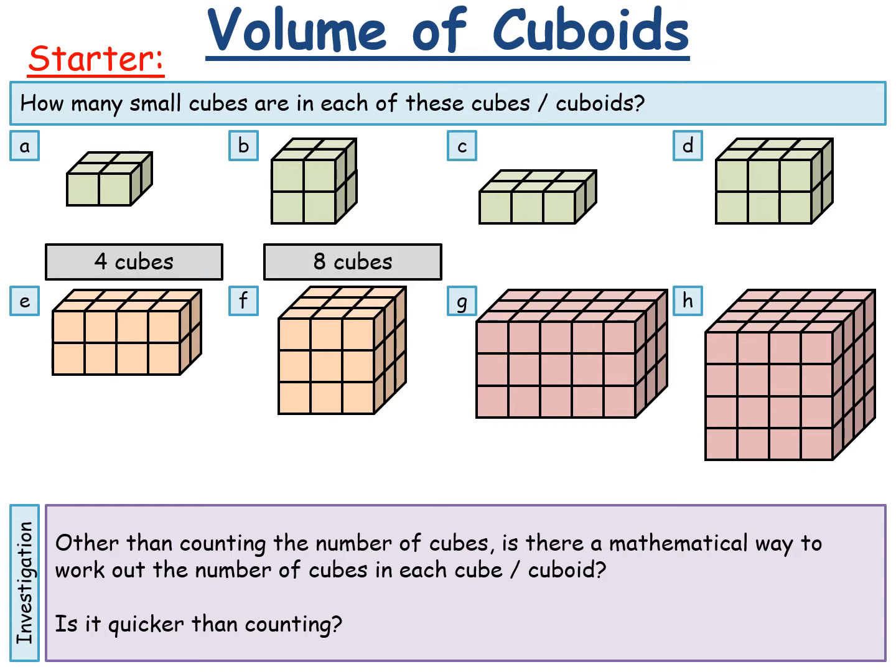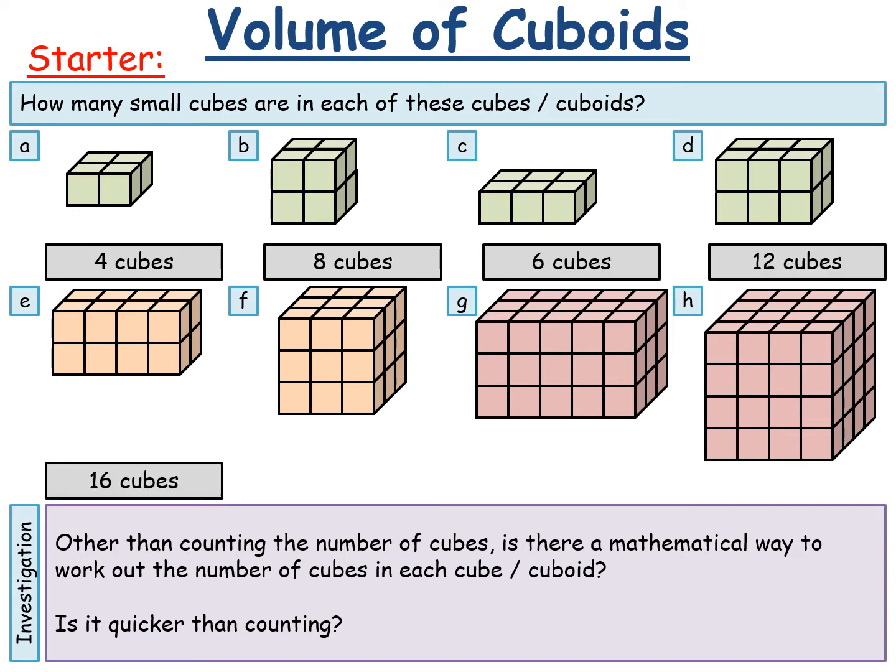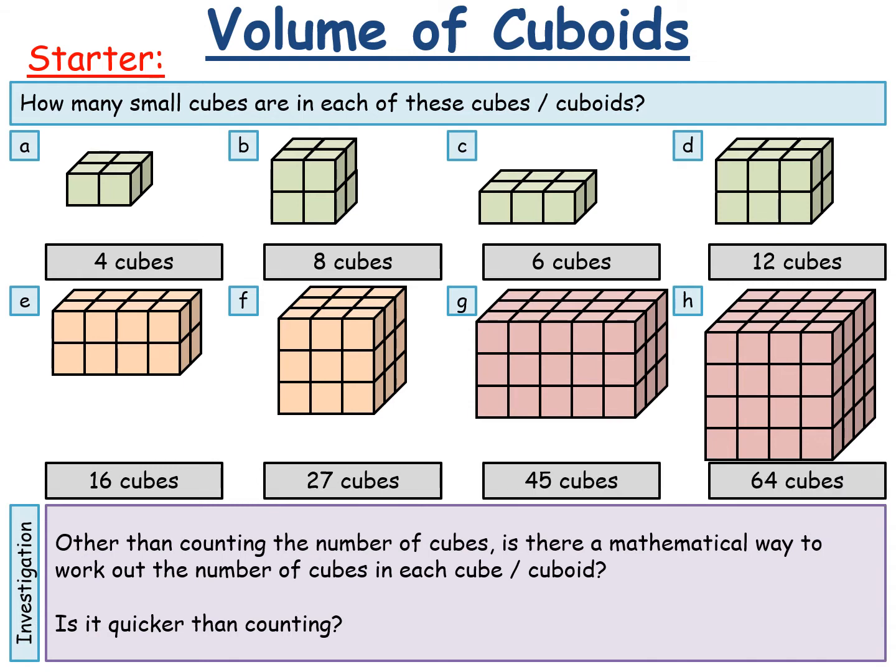So we've got 4 cubes, 8 cubes, 6 cubes, 12 cubes, 16 cubes, 27 cubes, 45 cubes, 64 cubes. You might have got some of the smaller ones right because they were quite easy to visualise, but as they got bigger, it did become quite difficult. Did anyone think of a different way than counting? Anything more mathematical that might be quicker?